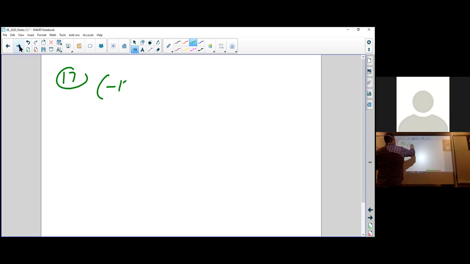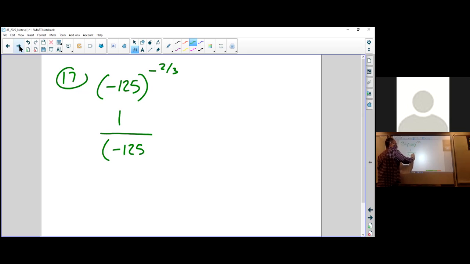If I have negative 125, it's raised to the negative 2/3 power. So I want to get rid of the negative exponent. So I'm going to make it this. Please note that when I move it down, the 125 stays negative. So it turns into that. So now it's no longer a negative exponent.